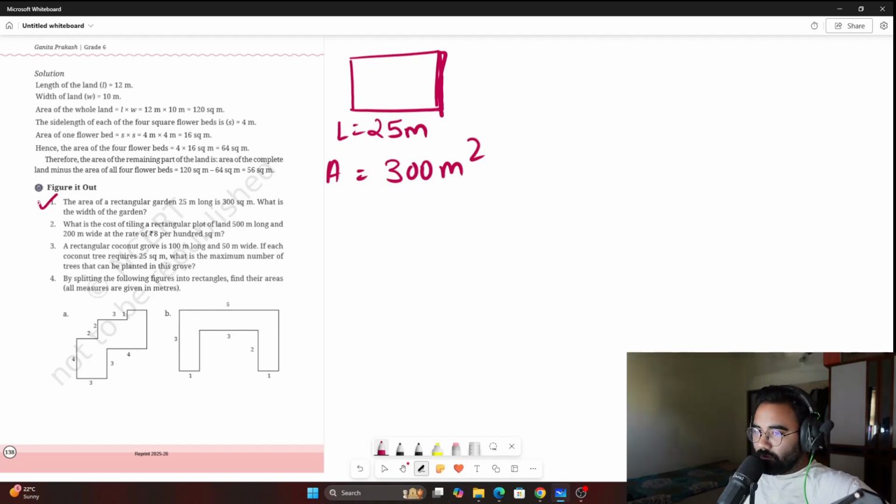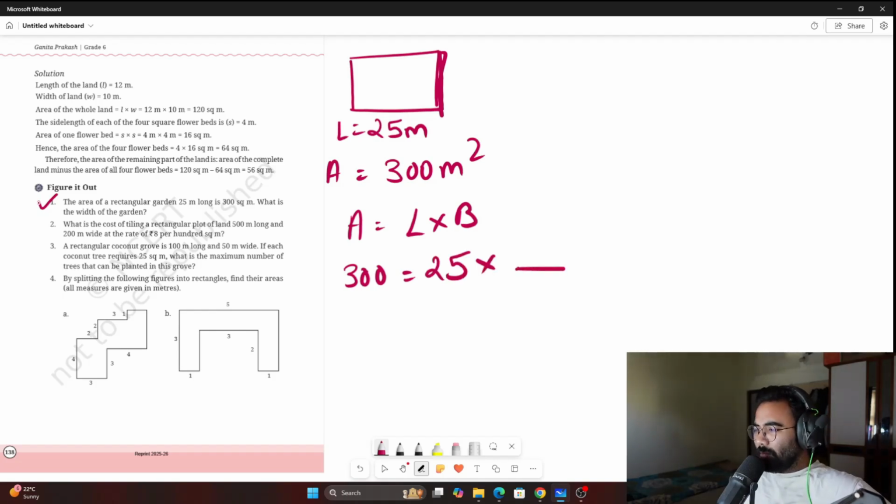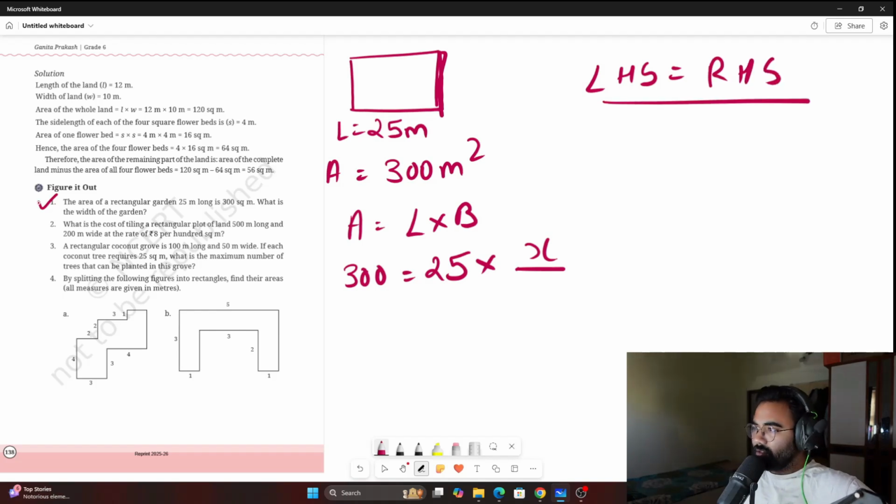What is the formula for the area of a rectangle? Area is equal to length multiplied by breadth. Area 300 is equal to length, given as 25, multiplied by a blank. You can also take this as x. Now here there are two methods. Some teachers will directly teach you the secret that if left hand side is equal to right hand side, this is usually how maths functions.